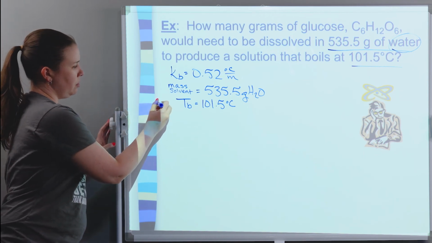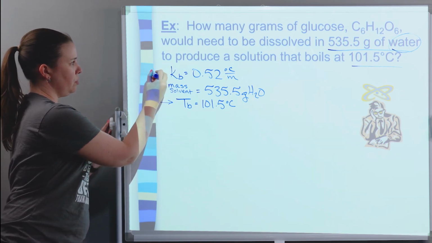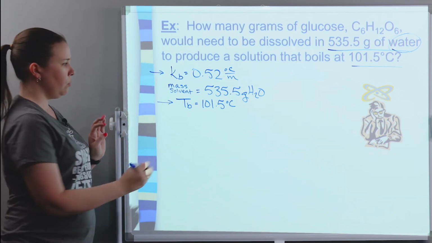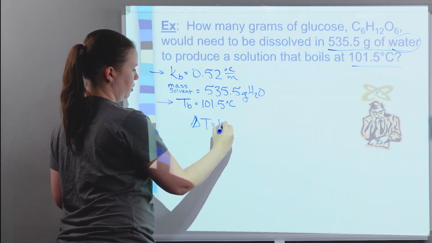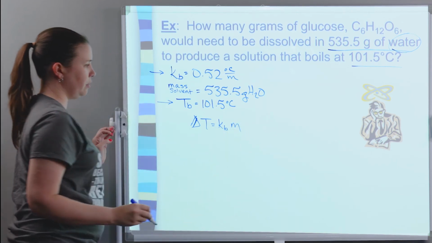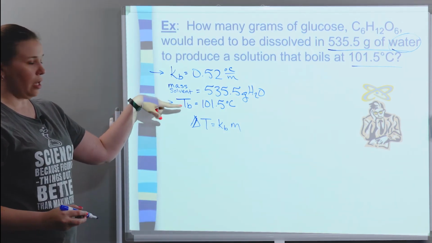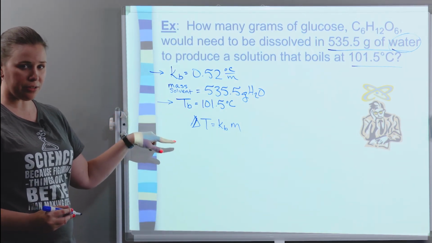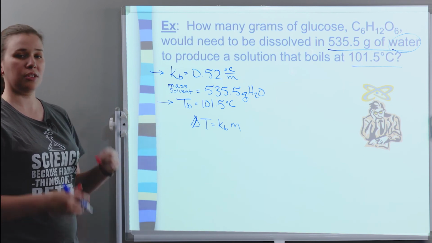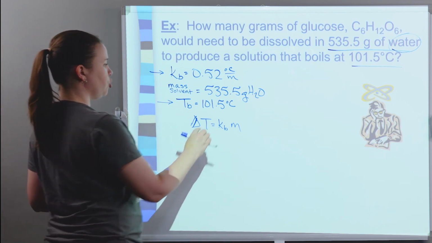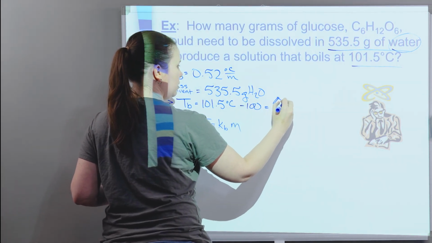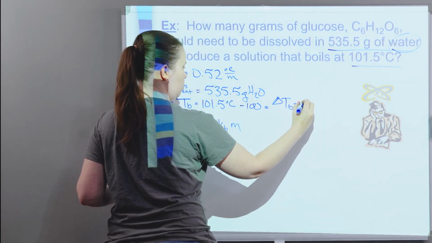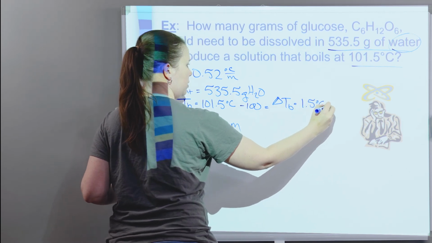So what I'm seeing here is something with temperature and something with KB, which leads me to believe that I could use the formula delta T equals KB times molality. But is 101.5 the delta T? No, it's just the actual temperature. To get the change from 100, we're going to have to subtract out 100. And so my delta TB would be 1.5 degrees Celsius.